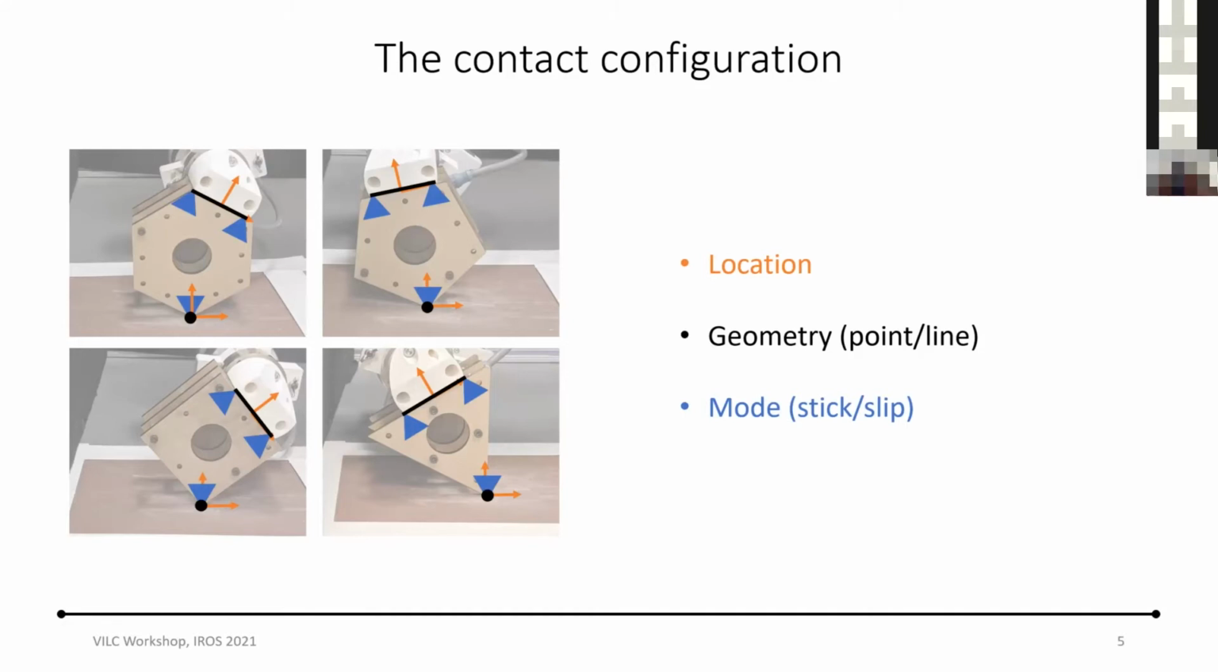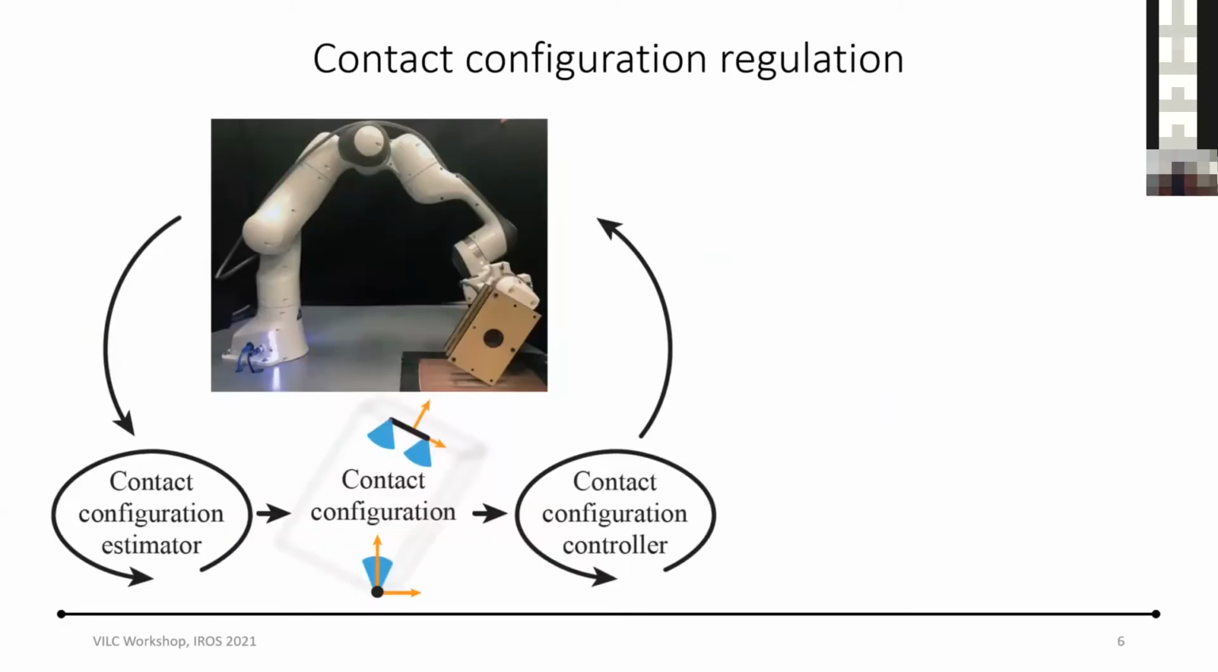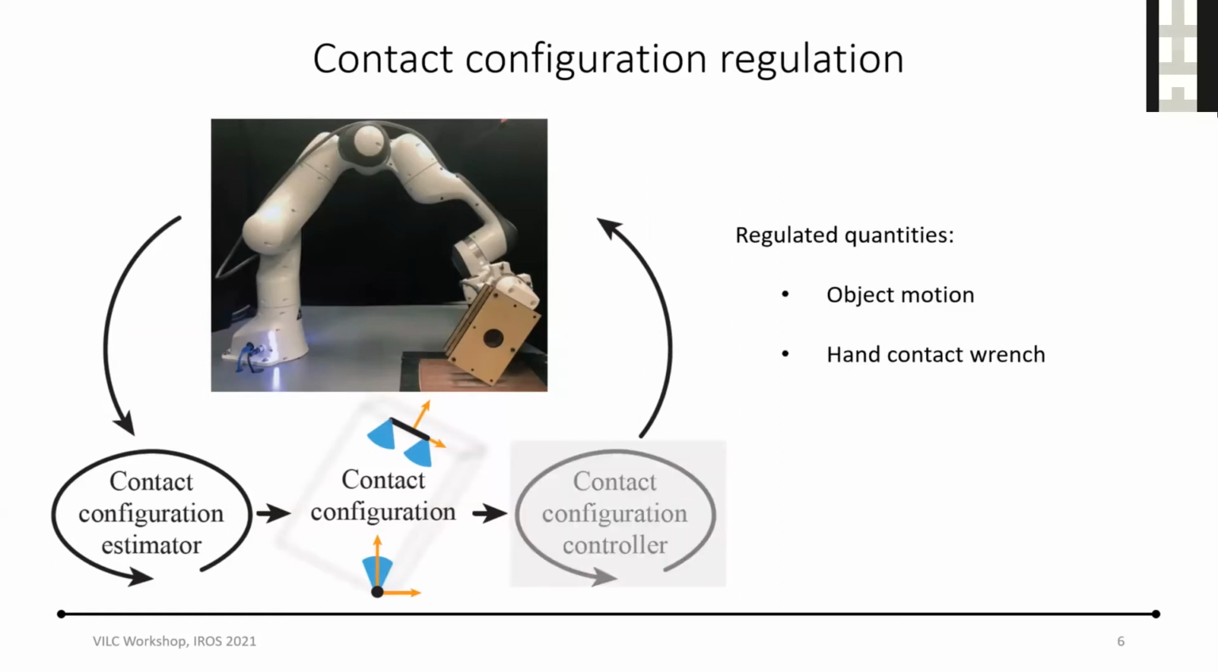This framework we've developed consists of two parts. There's something that estimates the contact configuration and something that controls it. Here, we'll just focus on the controller, which given the best estimate from the estimator is going to try to regulate the object motion in admissible motion directions. So this could be the orientation of the object or its sliding motion, while maintaining the hand contact wrench to stay in the contact configuration that you're in, if that makes sense.